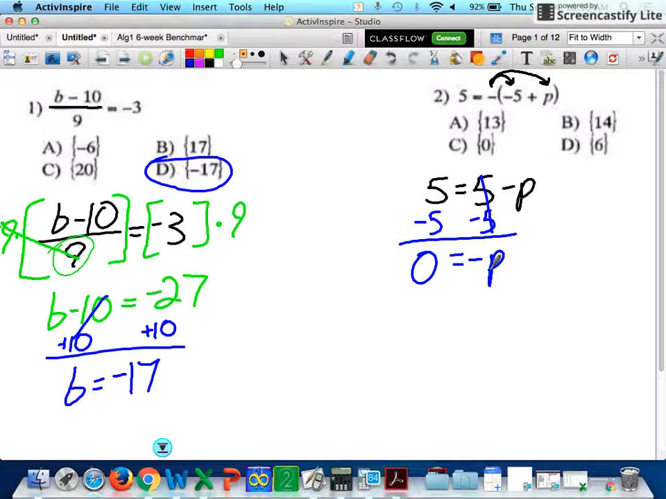And we're almost done. We just have to get rid of that negative sign. So we divide each side by negative 1. That's going to cancel, and we get p on the right-hand side, and 0 divided by anything is always 0. Okay?